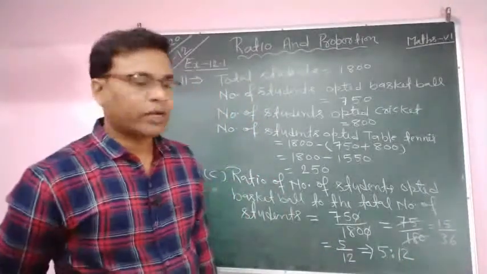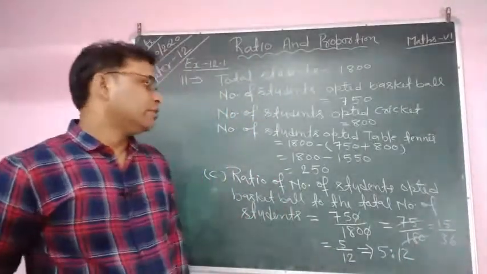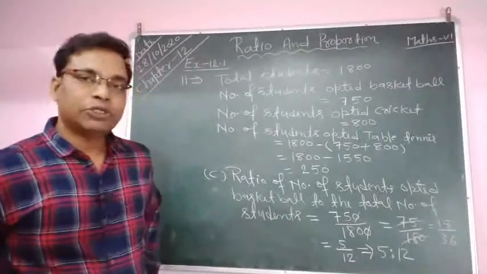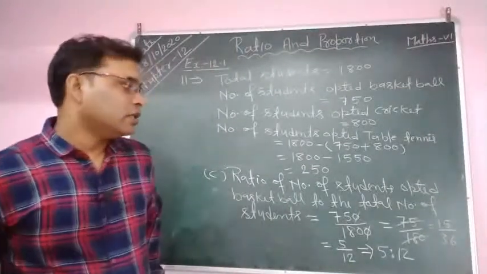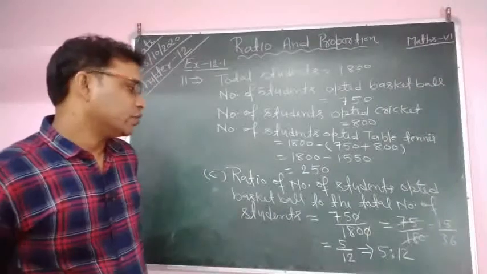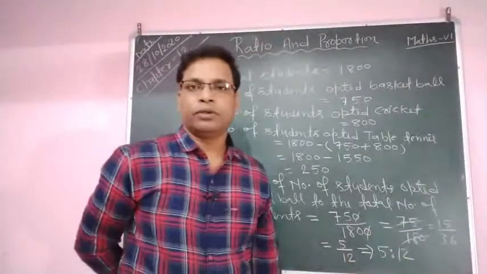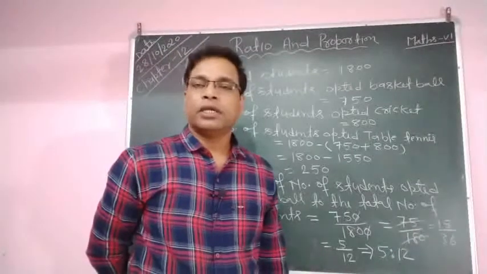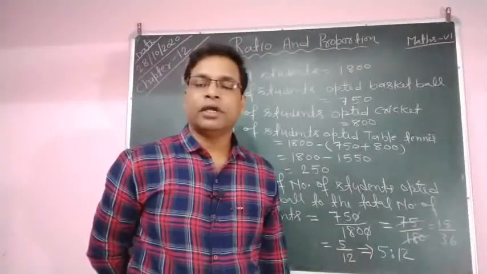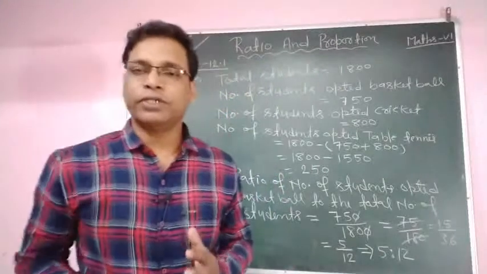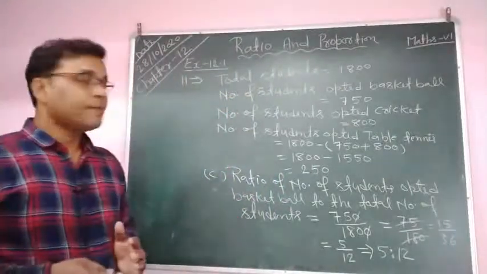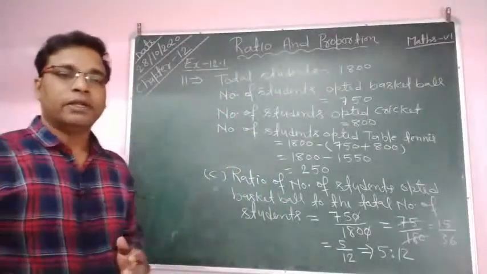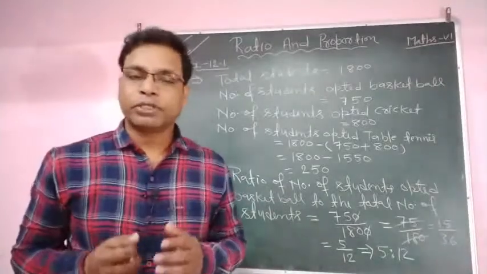This is our required ratio: the ratio of the number of students who have played basketball to the total number of students in a school is 5:12. So students, I hope all of you understood this question. Now we are going to discuss the next question, question number 12. What is question number 12?